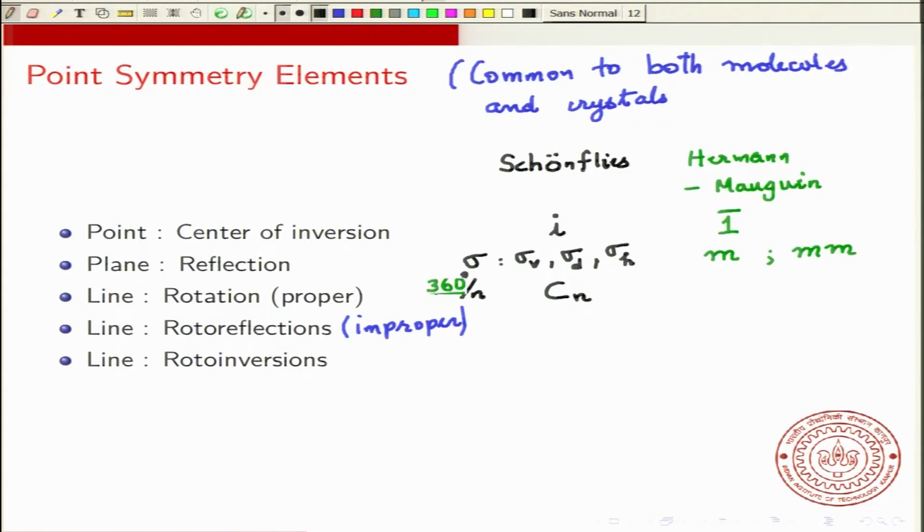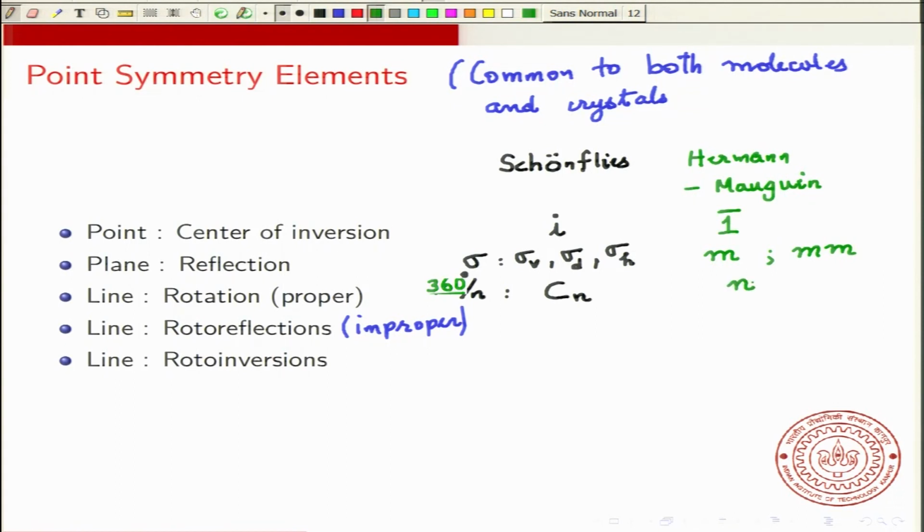Okay, so a 180 degrees by n rotation is denoted by Cn. So if you have C2, it is a 180 degree rotation. If you have C3, it is a 60 degree rotation. In crystallographic notation, in Hermann-Mauguin notation, these rotations are just denoted by the letter n.